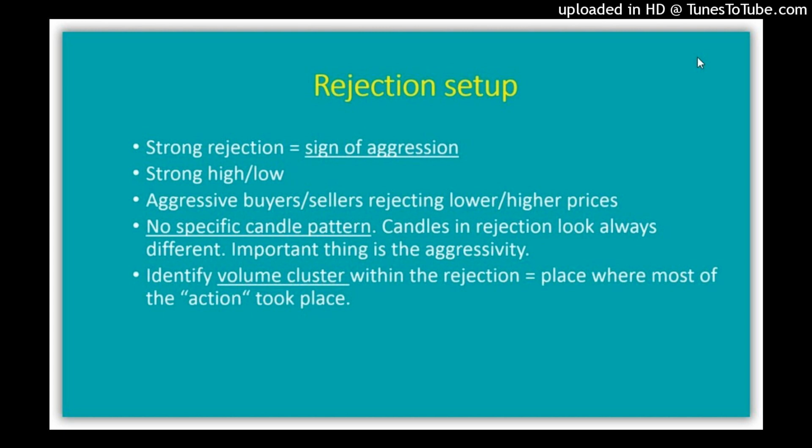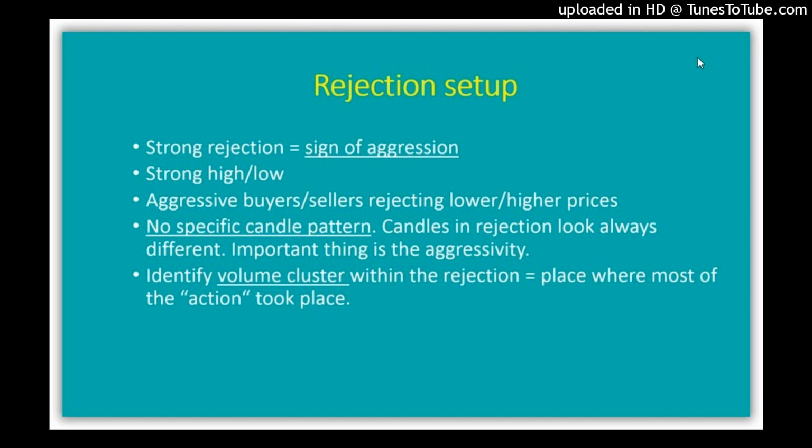When you trade the rejection setup in line with a trend, it means that there is a strong trend, let's say an uptrend. Then there is aggressive rejection of lower prices, and then the price continues. So this is exactly what I mean by trading in line with a trend, because you just wait for the price to make it to a significant volume cluster, and you enter long from there, which is in line with the current uptrend. So this is trading in line with a trend.